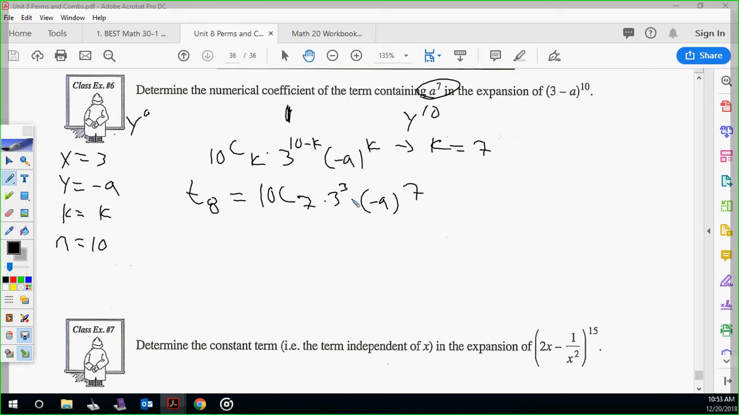Somebody tell me what is 10 choose 7? 120. So this is 120. This is 27. What's going to come out of here? A to the 7th, but negative. So we have to make sure we have that negative a to the 7th here, because that negative makes these negative. So your answer is 27 times 120 with a negative. This is the answer, because they want the coefficient. Negative 3,240. Okay, we got one more.